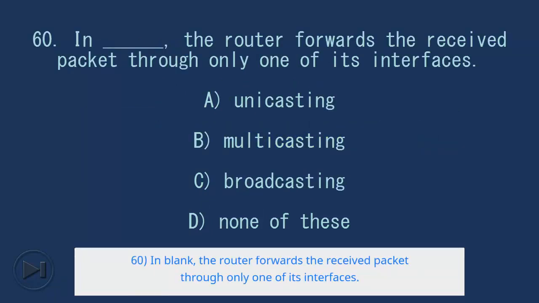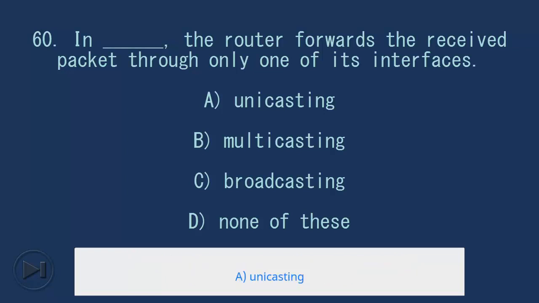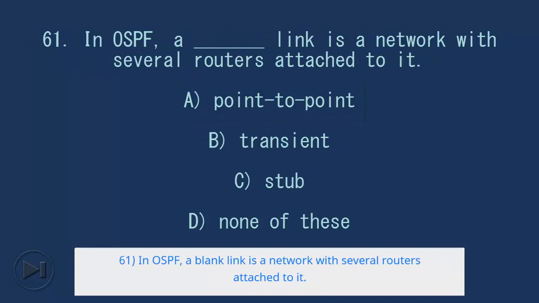60. In blank, the router forwards the received packet through only one of its interfaces. A. Unicasting. B. Multicasting. C. Broadcasting. D. None of these. Answer, A. Unicasting. 61. In OSPF, a blank link is a network with several routers attached to it.